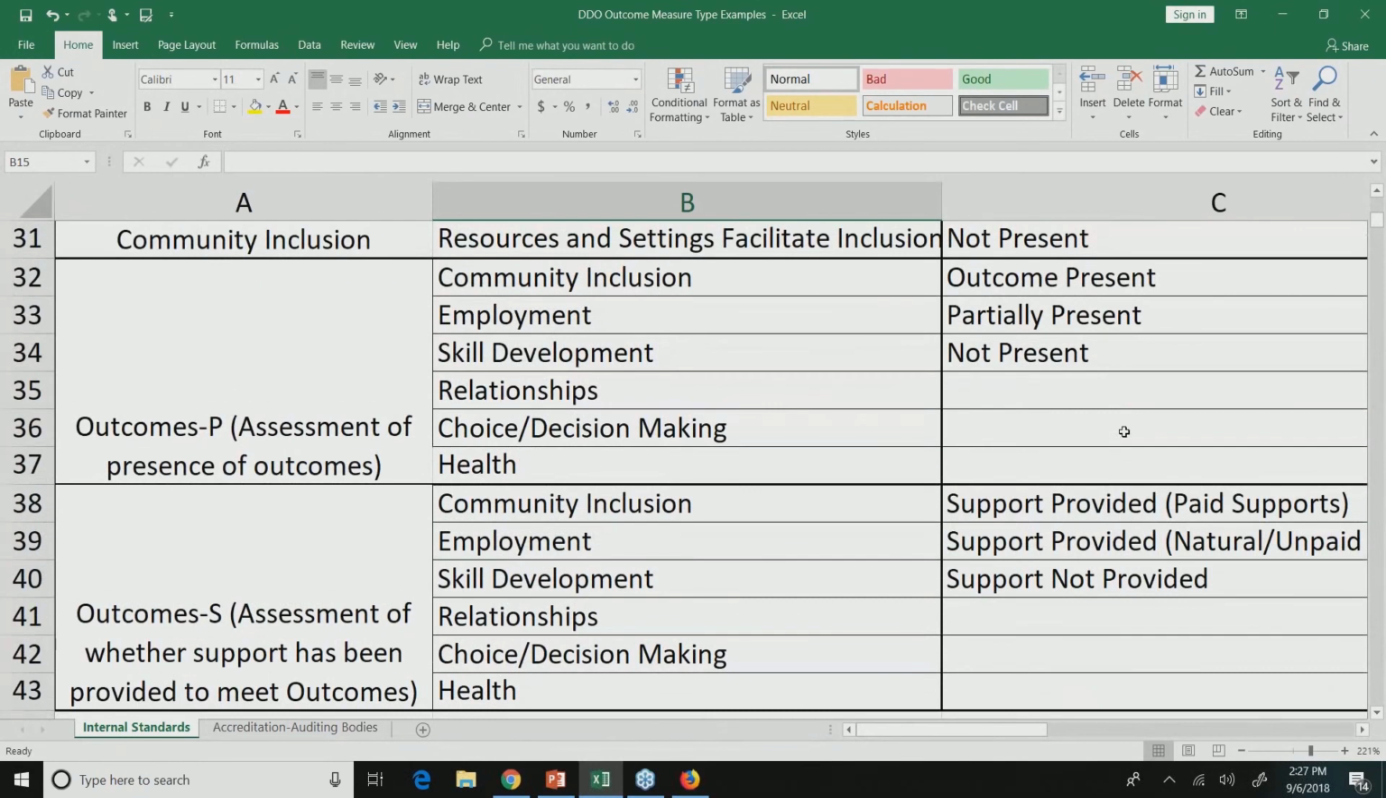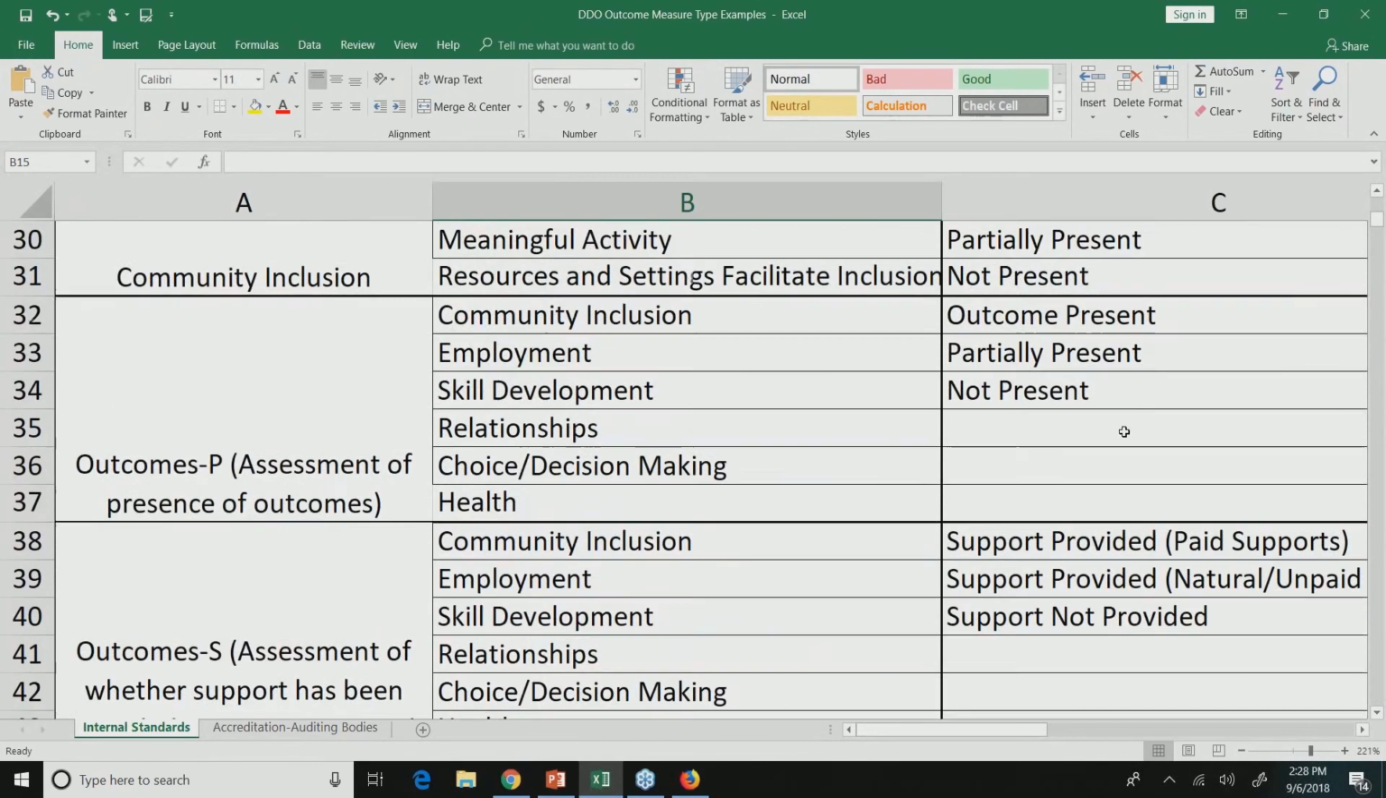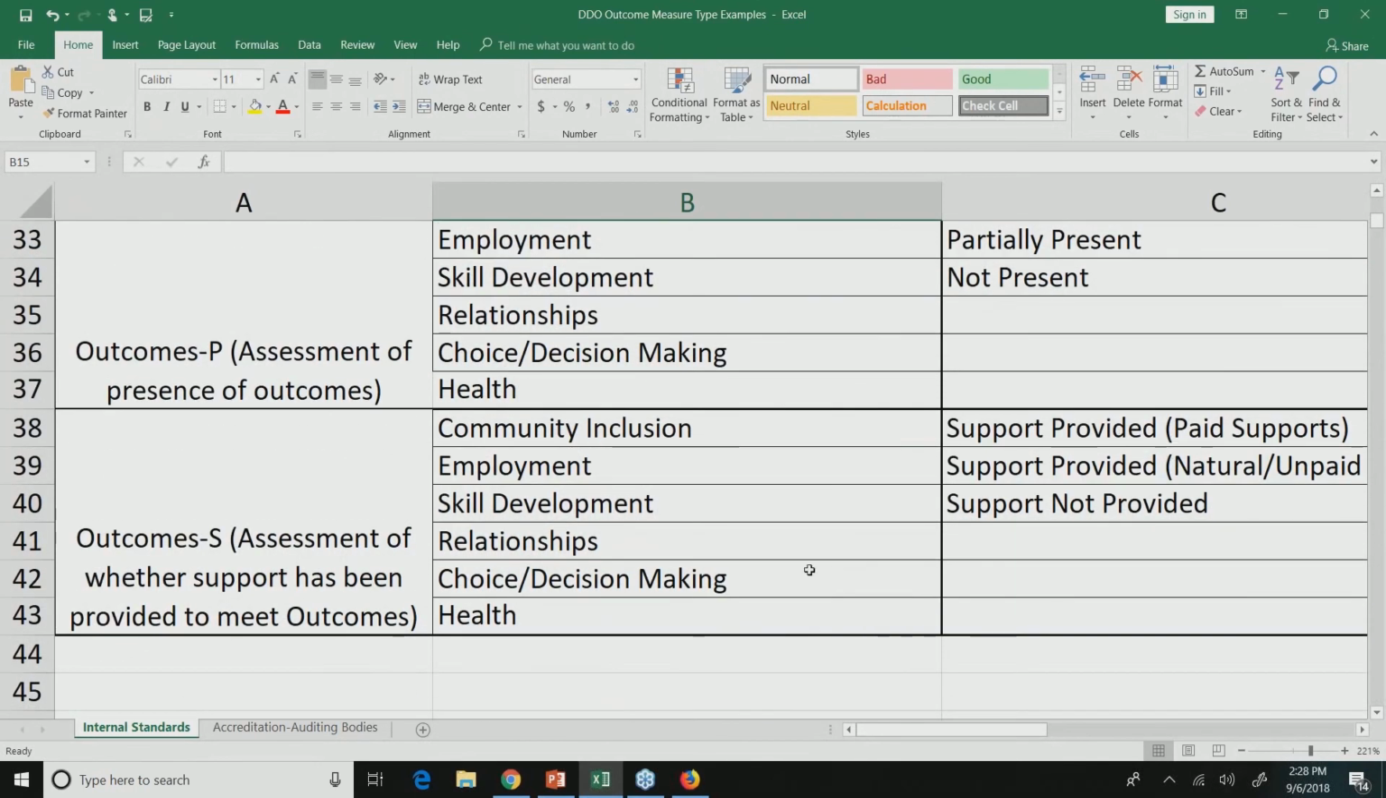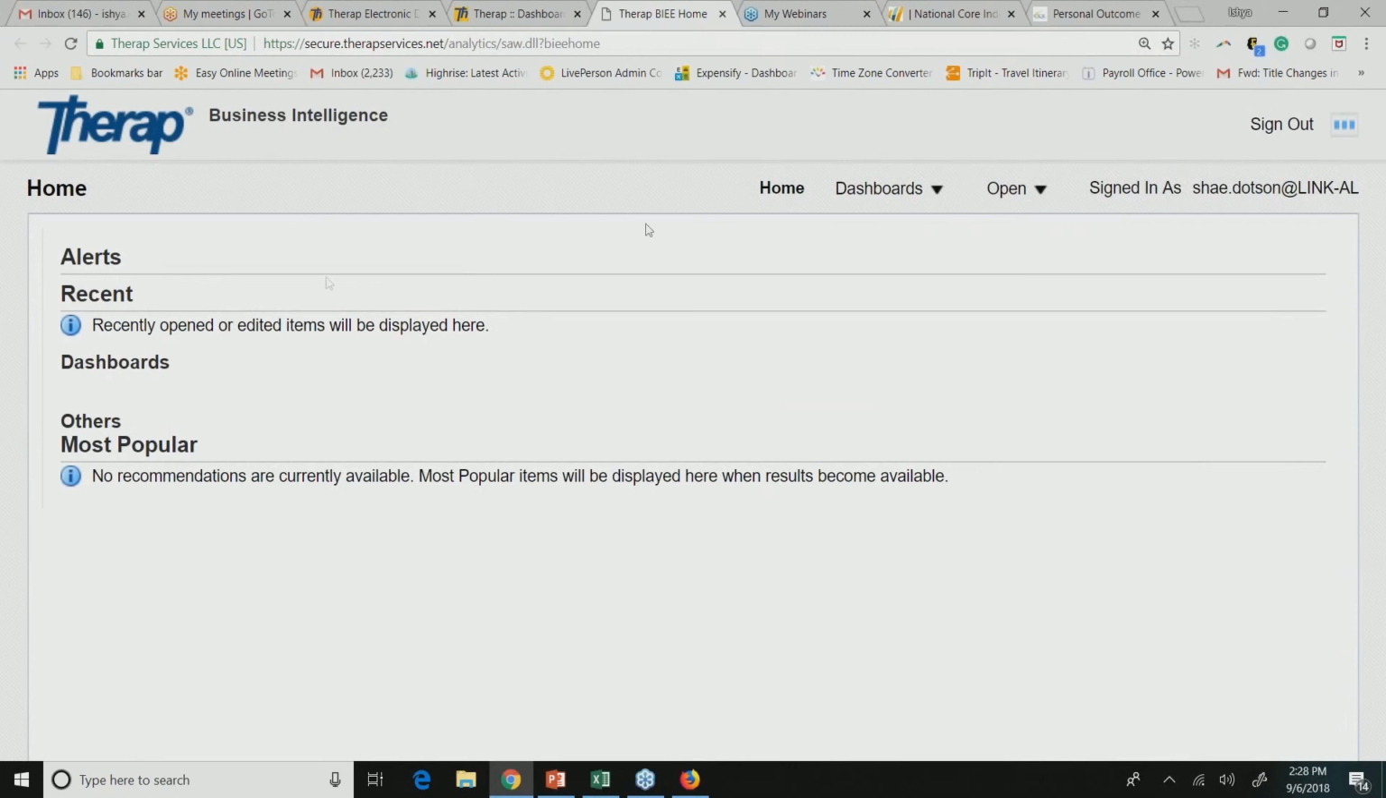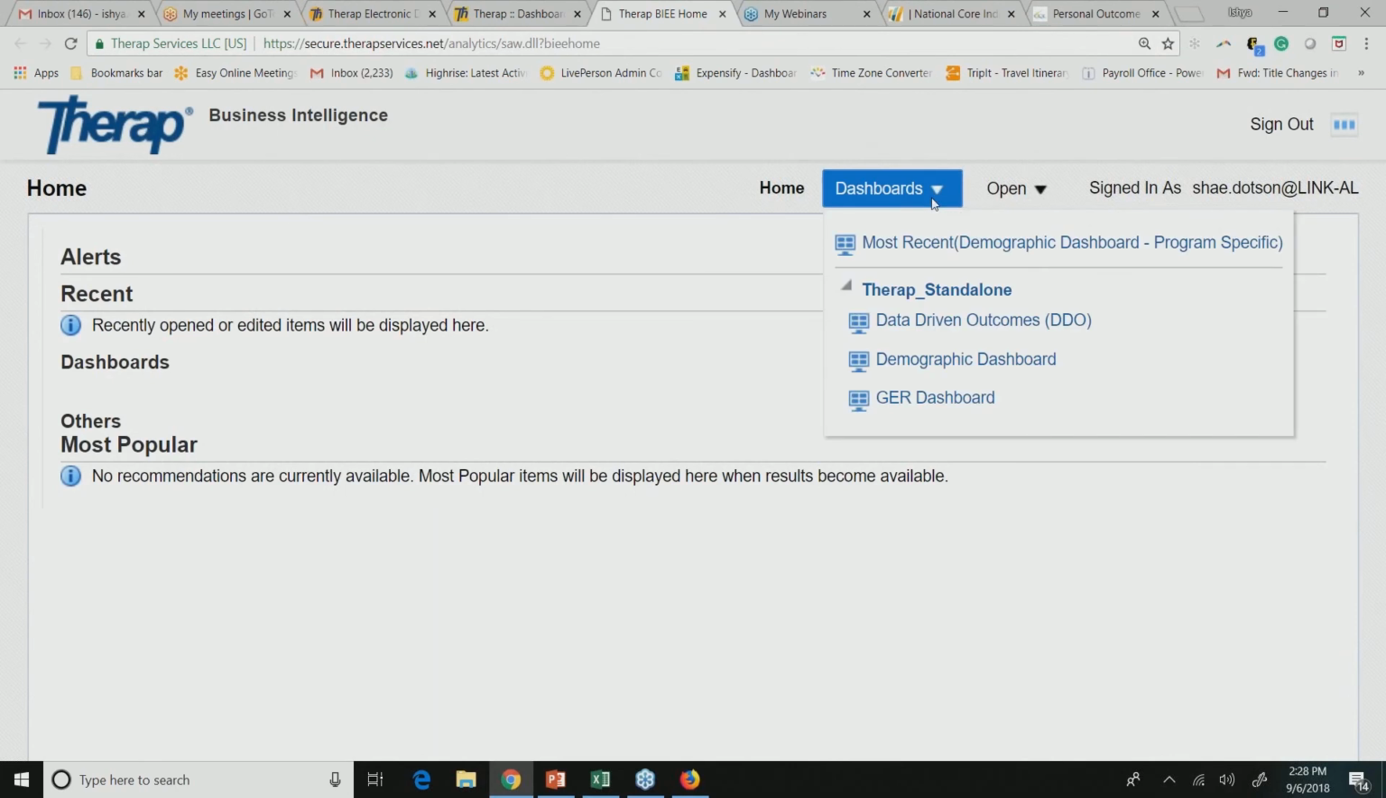Just some other ones down here. For the two different versions of basically the assessment, one is the presence of these outcomes for those particular categories. Again, is that outcome present or not present? Whereas the second one is saying, all right, what sort of support was provided? Was it paid supports? Was it natural or unpaid supports and support not provided? So a variety of things that you can look at internally that may help you with things that you're tracking for your organization. So let's go back to the dashboard for business intelligence and look at how the things show up in reporting.